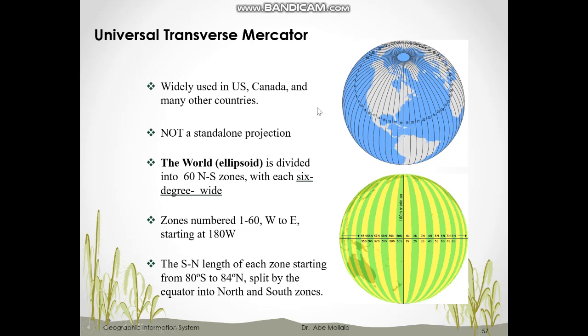Okay, so this map projection is not for the entire world. So it's from almost here, 80 degrees south to 84 degrees north. So it doesn't cover the polar areas, okay? So beyond the 80 degrees south to 84 degrees north is not covered in the UTM, because only few people live in these areas, and also there's a few studies concerned about these areas, okay? So polar regions are excluded from UTM. And we use equator to divide each zone to north and south. So we have 60 zones, and each zone is divided to north and south, okay? As you can see in this figure.